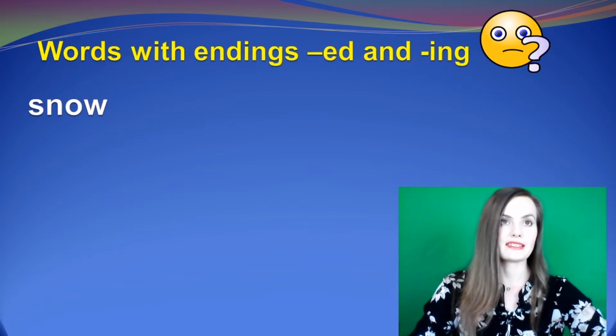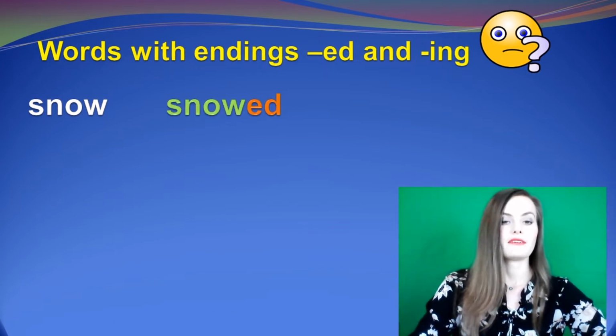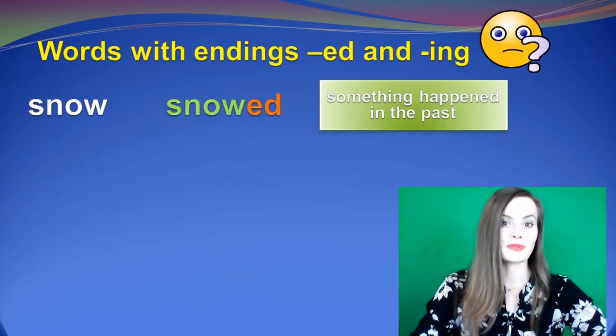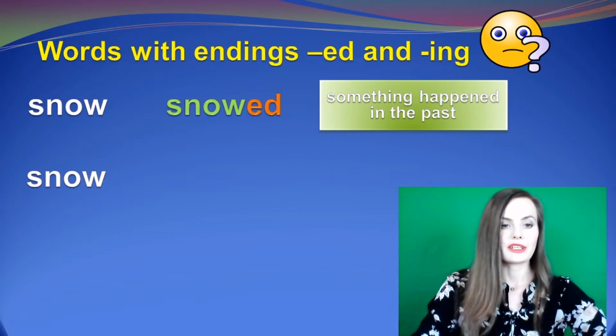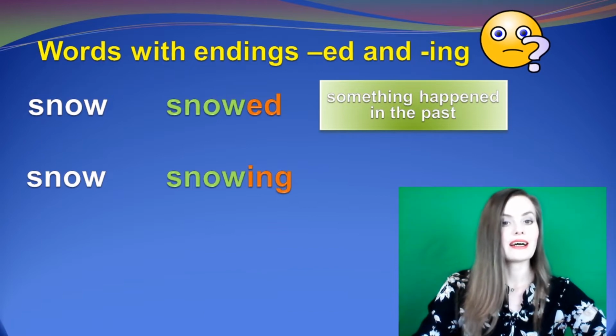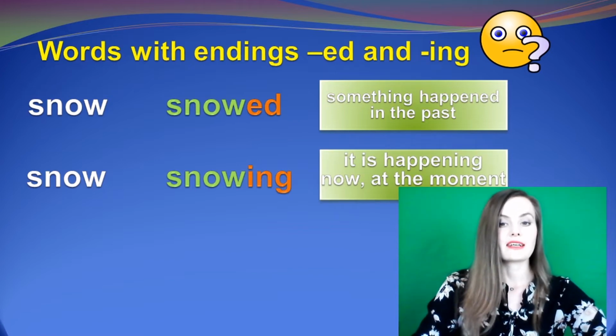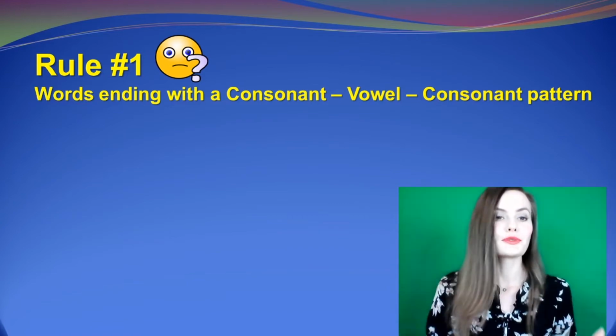So let's look at this word. This is the base word snow. If we add ending ed, we will get snowed. When we add ending ed to the word, we want to say that something happened in the past. But if you look at this word, again we have the word snow, and we make snowing by adding ing. So, when we add ing to the word, we want to say that something is happening now, at the moment. You got this idea?